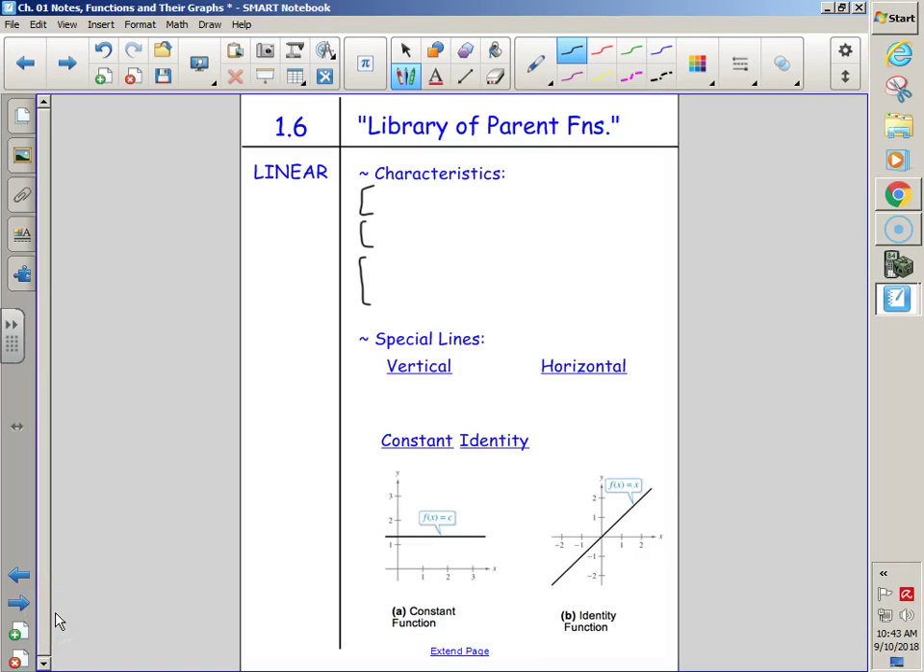In time. Section 1.6, we talk about, I'll put down my protein bar, parent functions. We need to get the basics of them so that we can transform them in section 1.7.